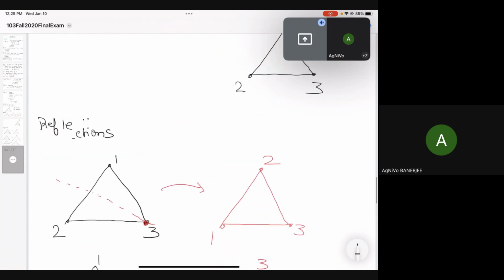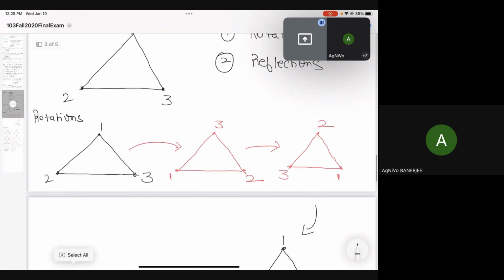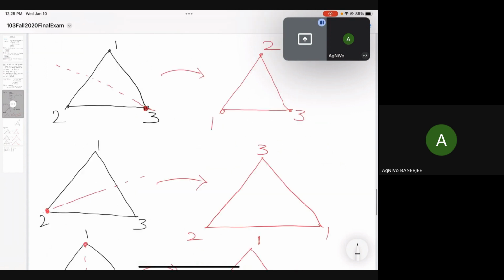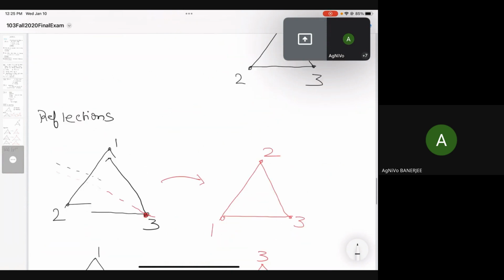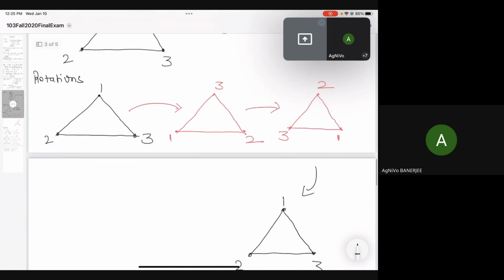So how did we rotate? What happened to our vertices? Well, if you look at the first figure, 1 becomes 3, 2 becomes 1, and 3 becomes 2. So as a map, it's 1 goes to 3, 2 goes to 1, and 3 goes to 2.